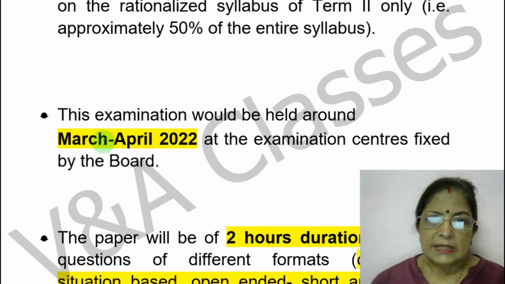Now next point. This examination would be held around March to April 2022 at the examination centers fixed by the board. Now next point.